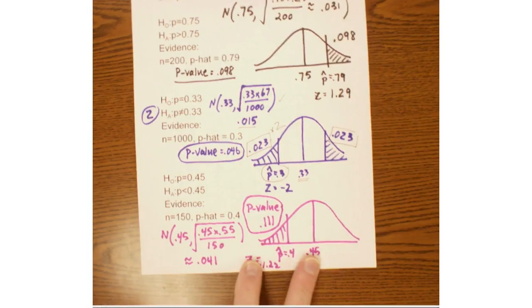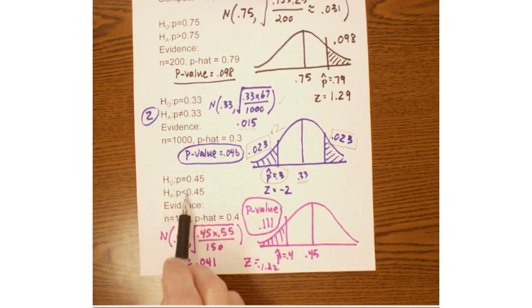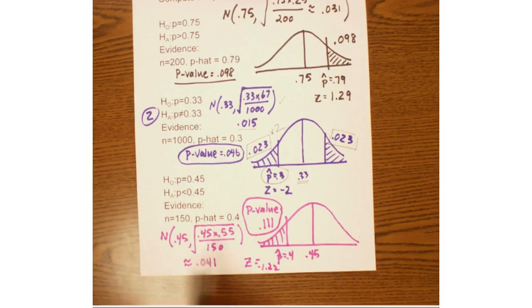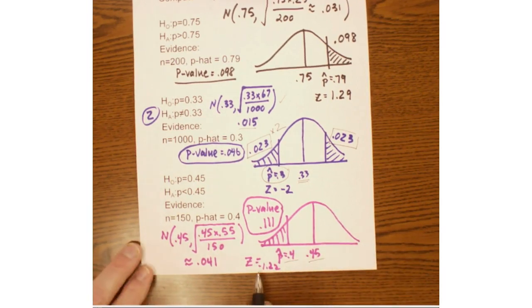And then the last question down here at the bottom is a lower tail test. Here's my standard deviation, 0.041. Using the normal CDF, my lower tail area is 0.11. The p-hat is 0.4, which is less than 0.45. That z-score is negative 1.22.